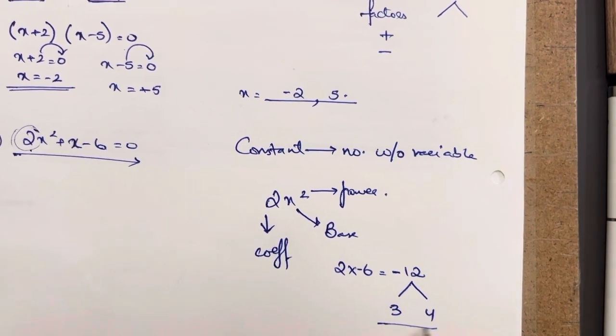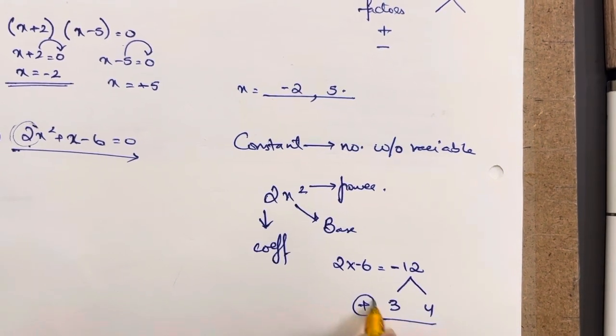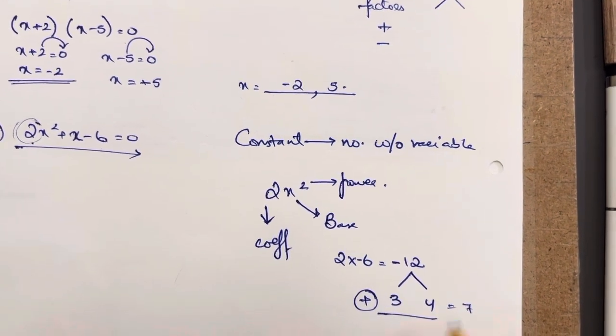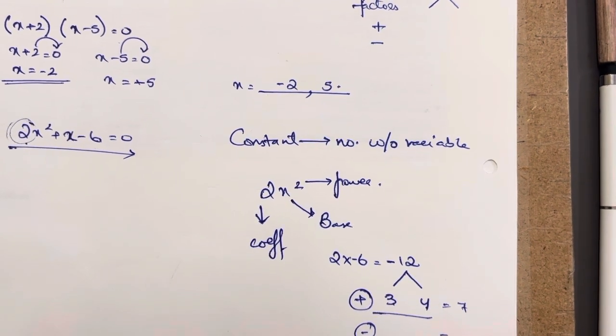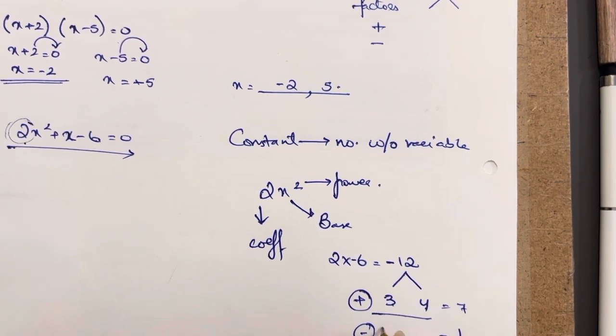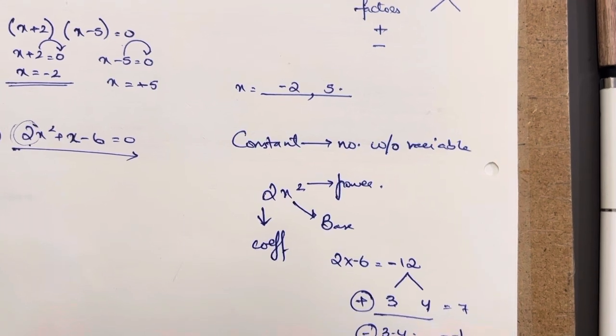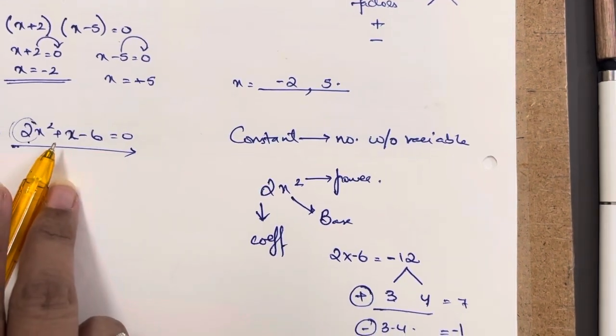And when I add them, so that means I have to add them. If I add them, it will become 7. If I subtract them, 3 minus 4 or 4 minus 3, it is going to be 1. But if I do 3 minus 4, it is going to be minus 1. But here it is only my positive 1.